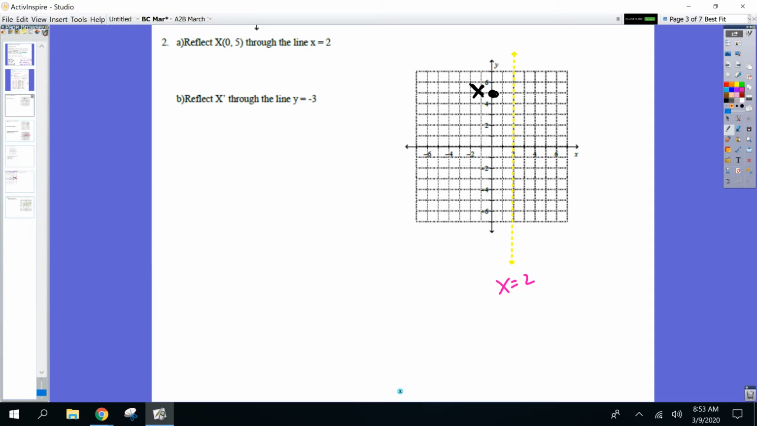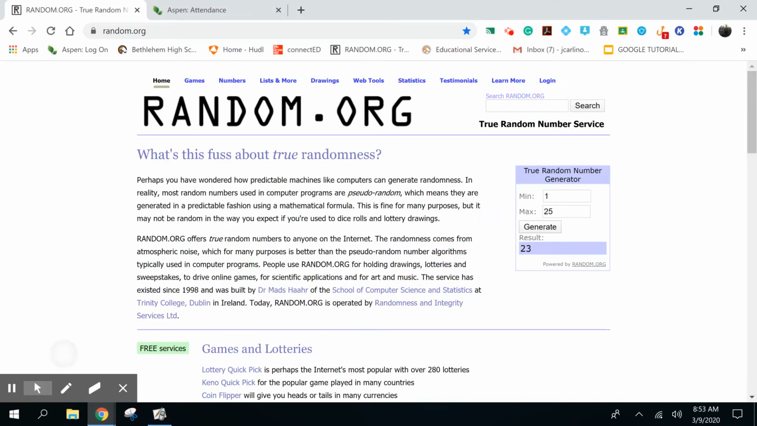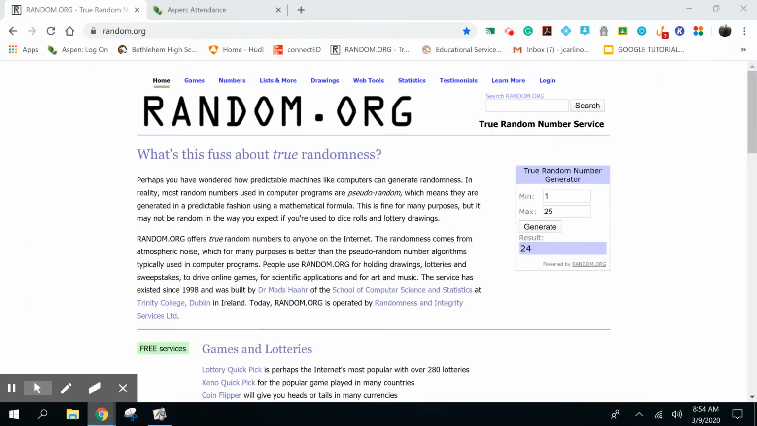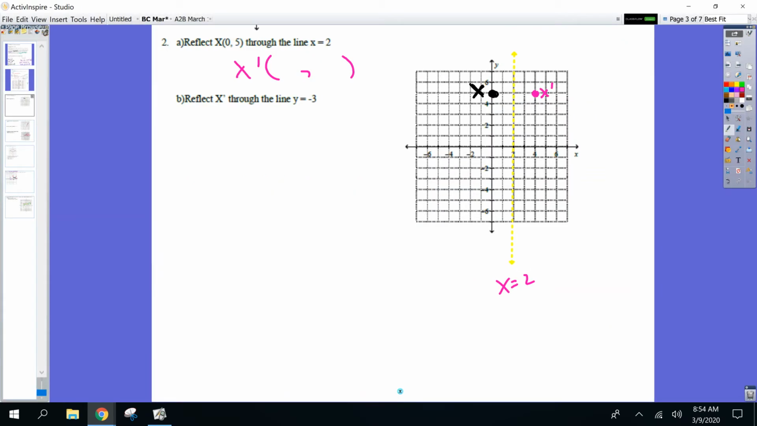Distance stays the same. How many units away is x from x equals 2? 2 units. Go 2 units in the other direction. Here's x prime. Name it. X prime, 4, 5. Okay, we all good?